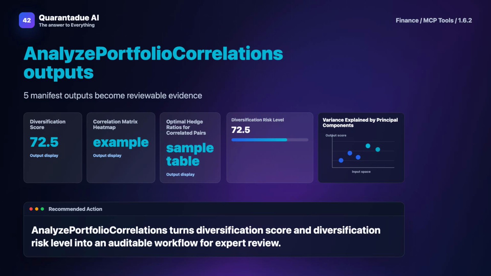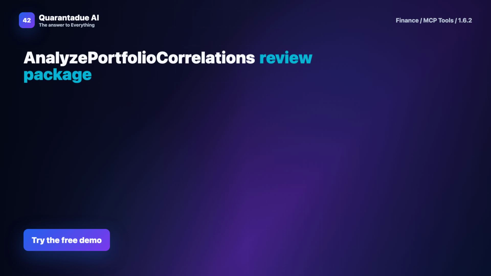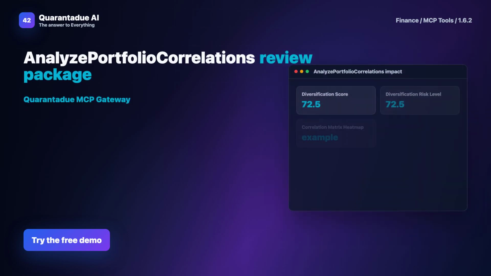Analyze portfolio correlations returns structured outputs such as diversification score, diversification risk level, correlation matrix heat map, variance explained by principal components, and optimal hedge ratios for correlated pairs. These outputs are designed to support review, reporting, comparison, and follow-up actions.